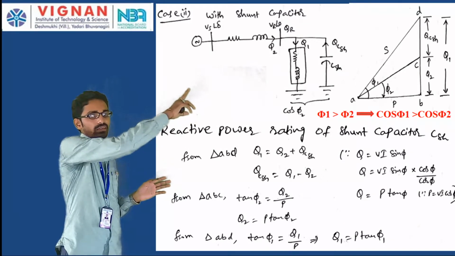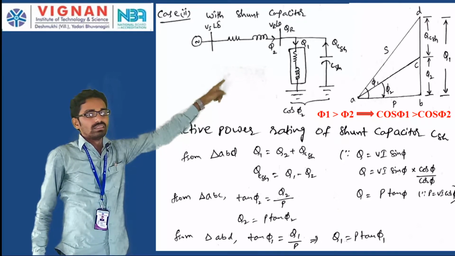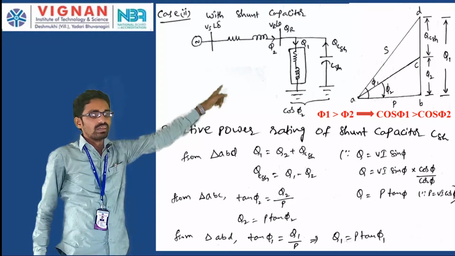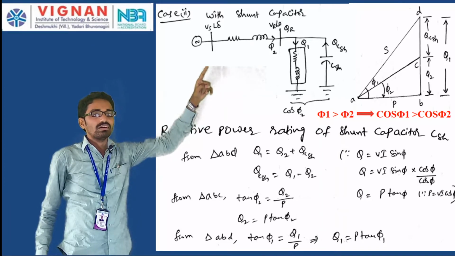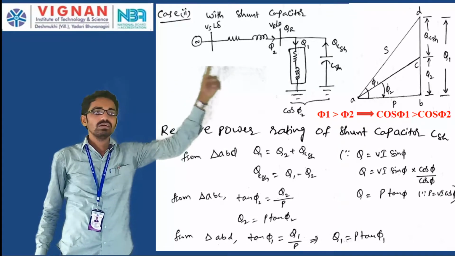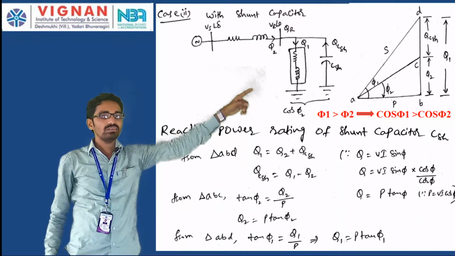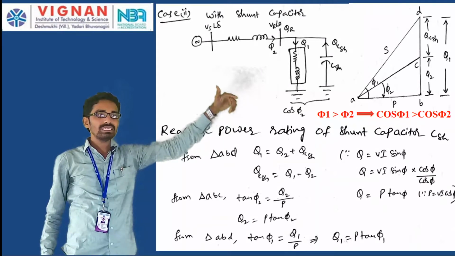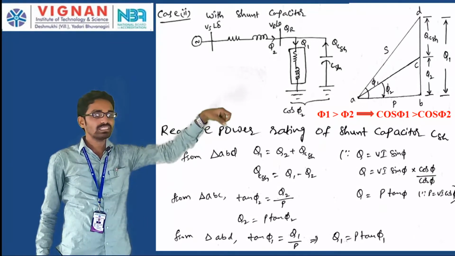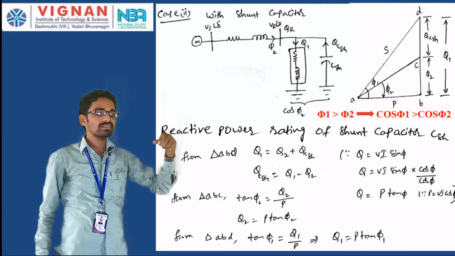So, here the supply is Vs, that is, the sending end voltage is Vs, and here you are having the transmission line, and then you are having the receiving end voltage. That receiving end voltage is VR at an angle 0, and then you are having the load, which will have the demand of reactive power Q1, and there is a shunt capacitor connected here.